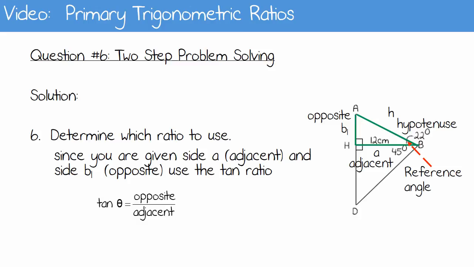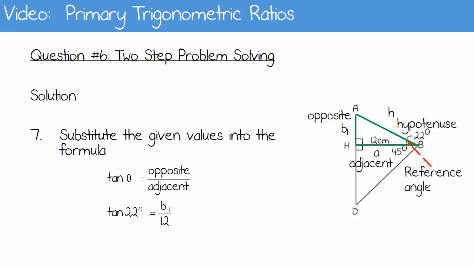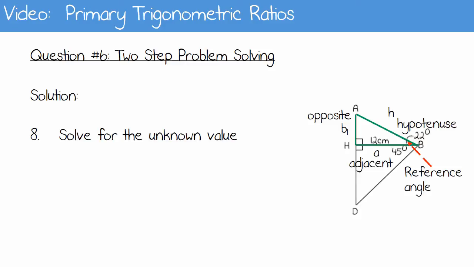Tan theta is equal to opposite divided by adjacent. This would mean that the tan of 22 degrees is equal to B1 divided by 12. And now we can solve for the unknown value by cross multiplying. So the tan of 22 degrees times 12 is equal to 4.84831471.